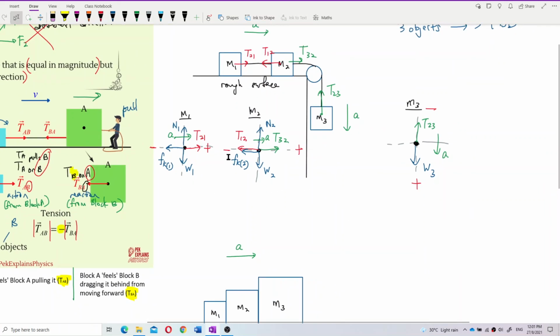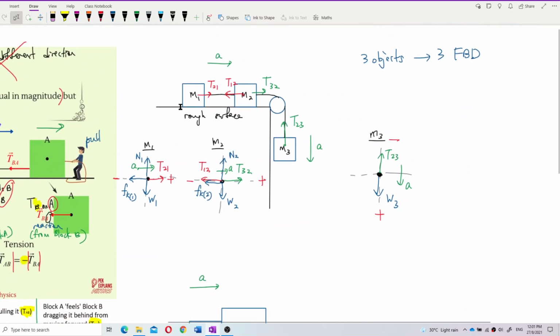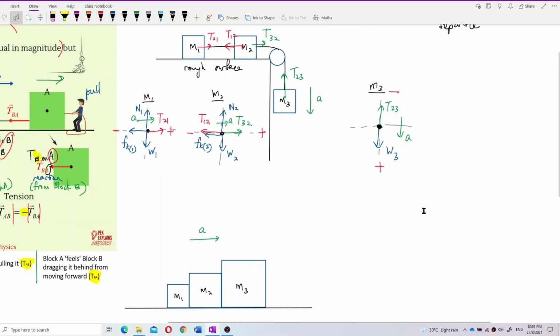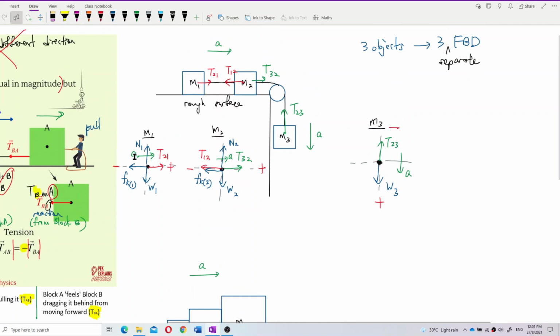Okay, that's the free body diagram. We have 3 objects: mass 1, mass 2, mass 3. We must have 3 separate free body diagrams to represent them. Don't draw them combined. And acceleration must always be right beside the dot. Don't draw it on the dot.